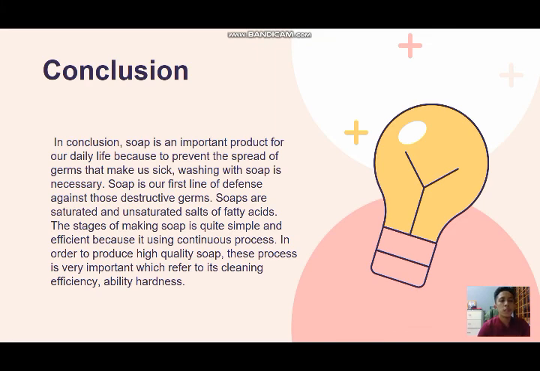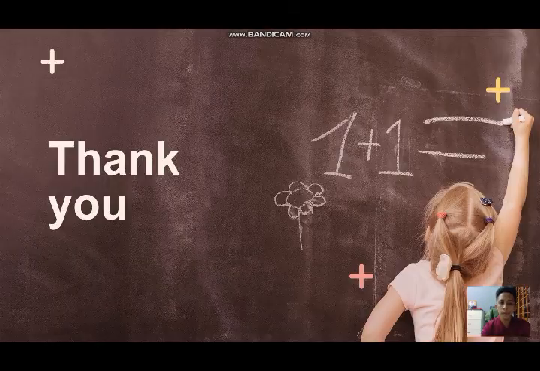For the conclusion, soap is an important product for our daily life, because to prevent the spread of germs that make us sick, washing with soap is necessary. Soap is our first line of defense against those destructive germs. Soaps are saturated and unsaturated salts of fatty acids. The stages of making soap are quite simple and efficient because it uses a continuous process. In order to produce high quality soap, this process is very important, which refers to its cleaning efficiency, ability, and hardness. That's all from us.